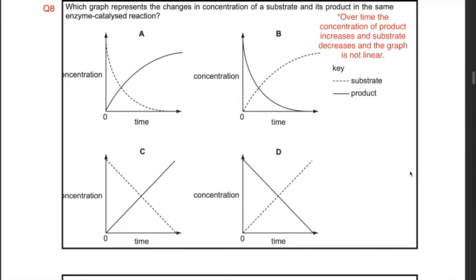Therefore, answers C and D are incorrect. And we should look at the key. The continuous line represents the product, and since the concentration of product increases over time, the answer should be A.